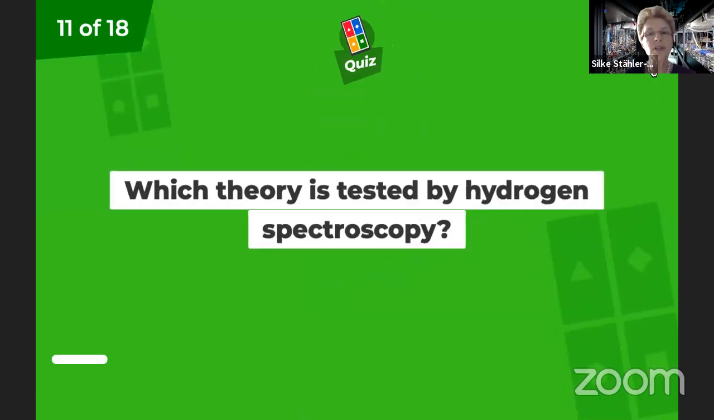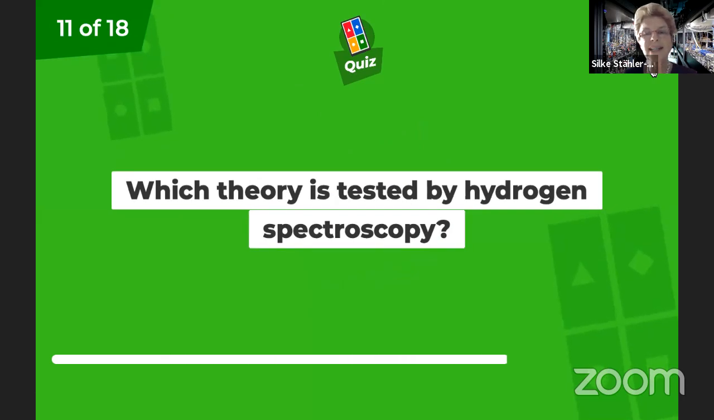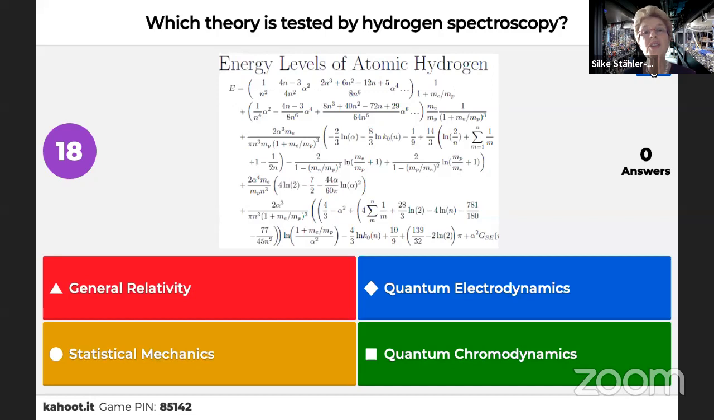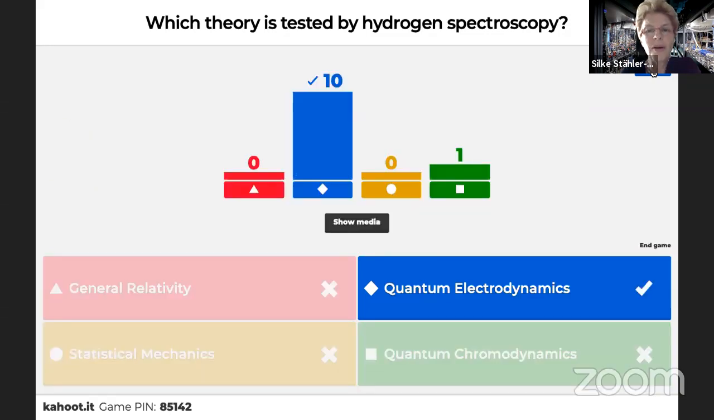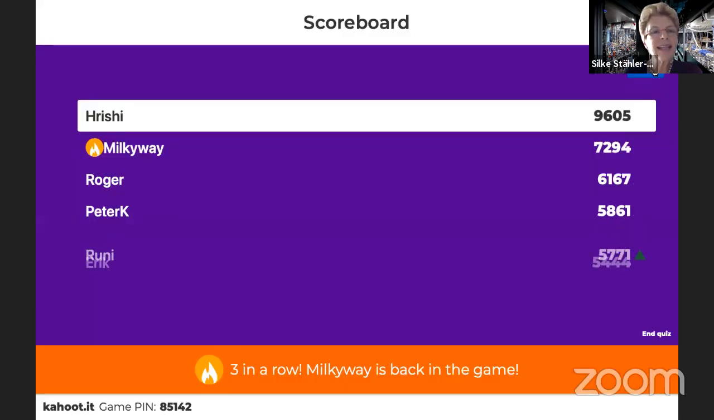Let's continue. Question 11. Which theory is tested by hydrogen spectroscopy? That's a hard question and many hard formulas. This was the lab tour of Fabian Schmid last week. Wow, many right answers. Very good. So they test the quantum electrodynamics theory. The ranking in the first 3 places is the same.